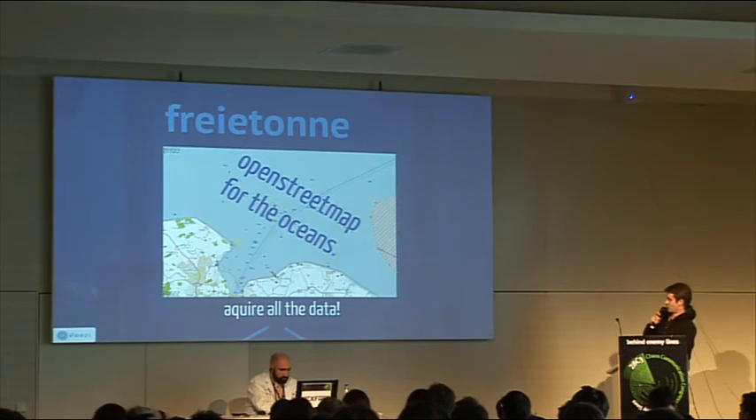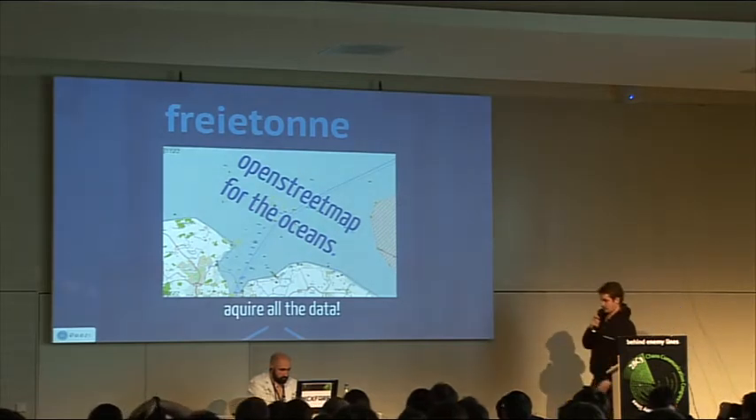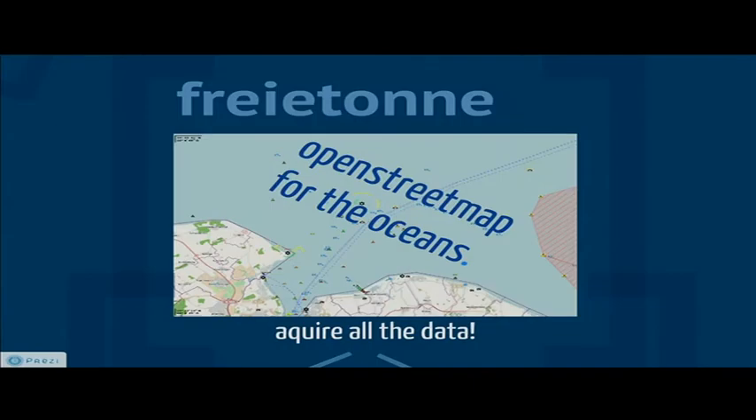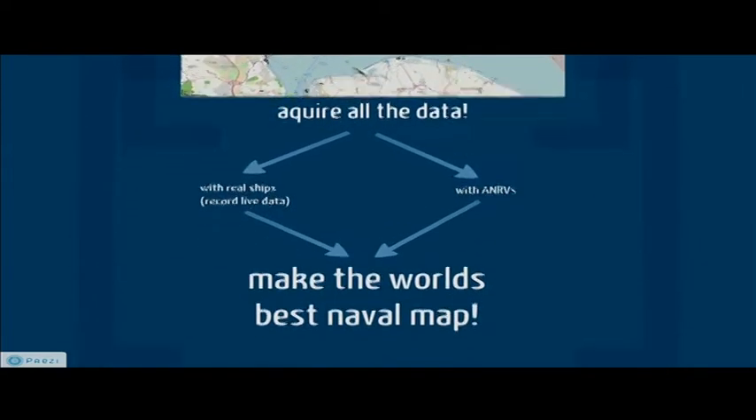So maybe you've heard of OpenStreetMap. Some people are trying to do something like that for the oceans, but what's there already sucks because no proper data acquisition is yet possible. There are two ways to do that. The first is with real ships, and that would be pretty easy. The second way would be with robots. We want to do both.